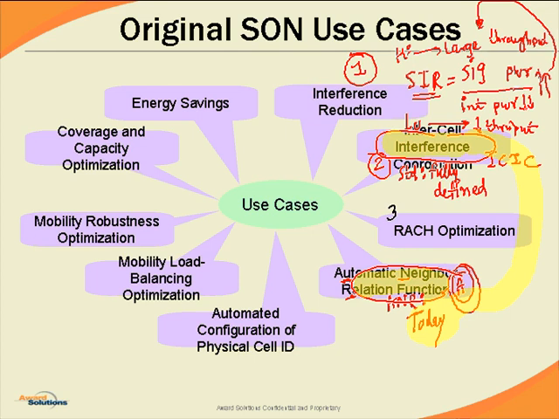Optimizing random access channel parameters. If you do that, you are reducing the access time and you can start doing the data transfer relatively sooner. So that is the RACH optimization. Determining a neighbor list automatically: when the eNodeB is powered up, maybe there is nothing, but then we give the initial neighbor list and we optimize that based on measurement. That is the ANR function, automatic neighbor relation.